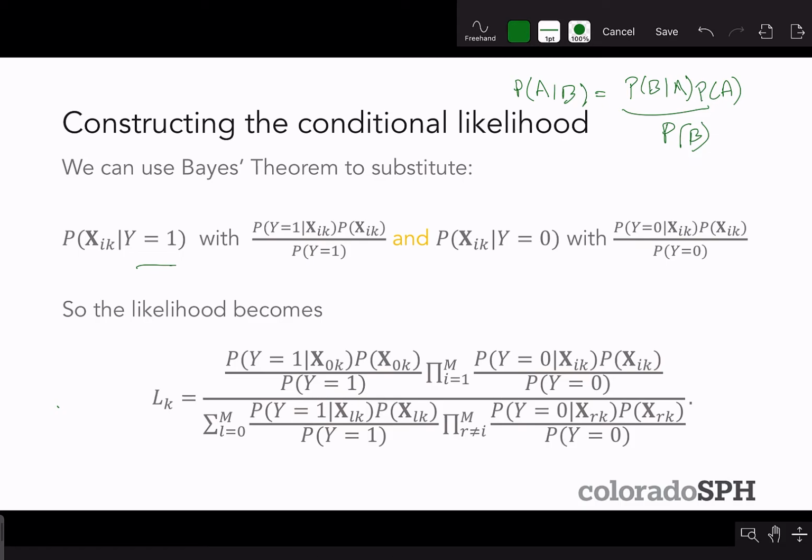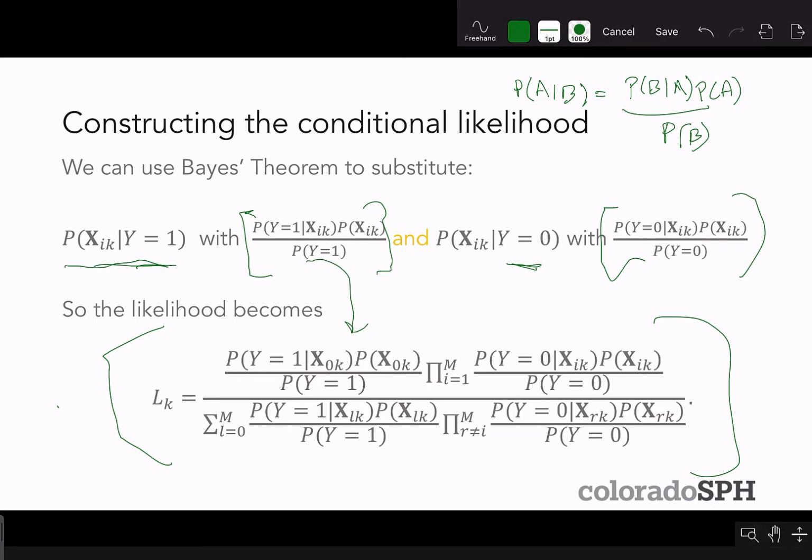So then, yeah, we can use this Bayes' theorem to substitute this whole term in for this term in the previous equation, and similarly, this term in for any of the probability given y equals 0 terms. So our likelihood now becomes what is written down here, where we plugged in this there and down there, and we plugged in this here and down here.